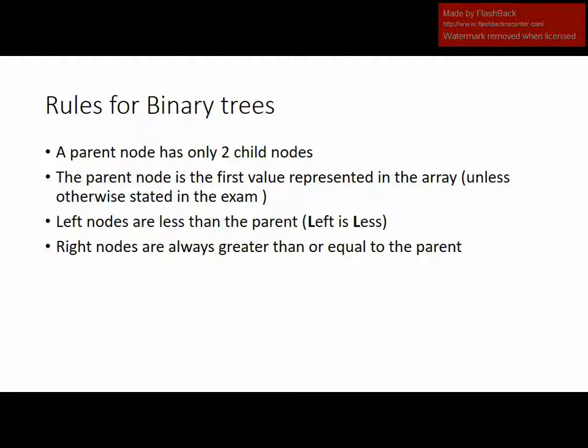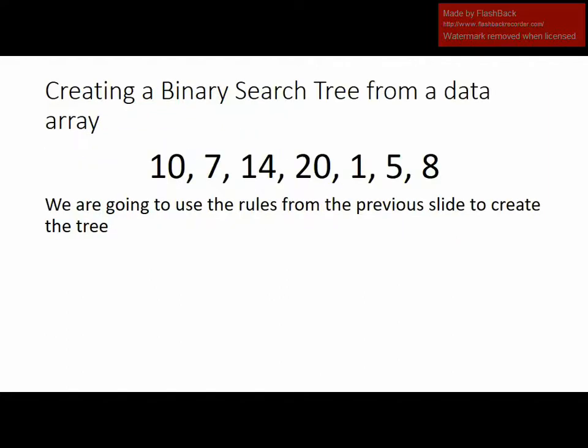The parent node is the first value represented in an array unless the exam tells you otherwise. The left node is less than the parent. Remember, left is less, and right nodes are always greater than or equal to the parent node. So what we're going to be doing is using those rules to create a binary search tree from the data array that you can see here. So we've got 10, 7, 14, 20, 1, 5 and 8.